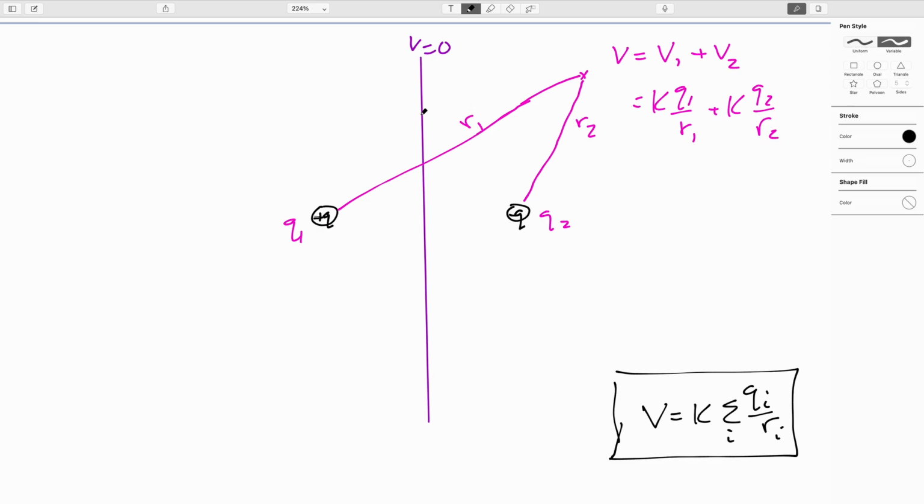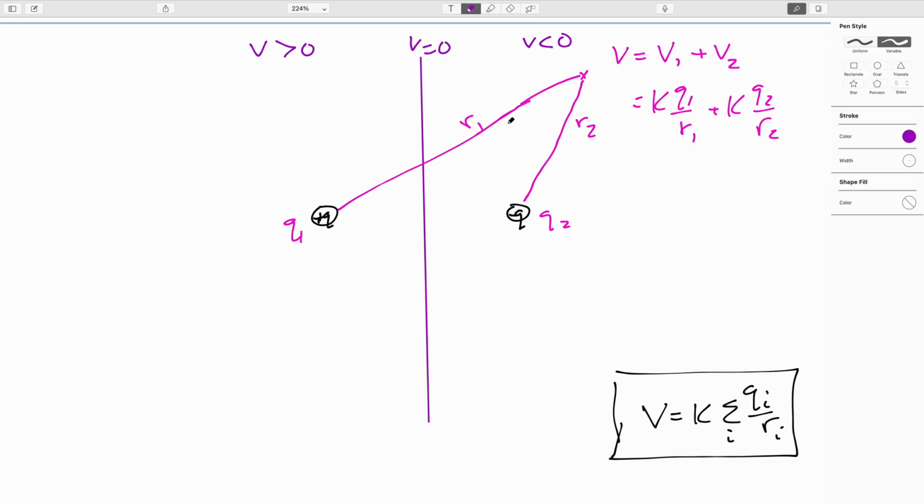Alrighty, so the only way we can have 0 volts then is, since Q1 and Q2 here are equal and opposite charges, if our distances were the same. Anywhere on this plane right here, it'll be the same distance from this charge as to that charge. So that's why it's V equals 0 there. Anywhere to the left over here, the voltage is going to be positive. Anywhere to the right over here, the voltage is going to be negative.